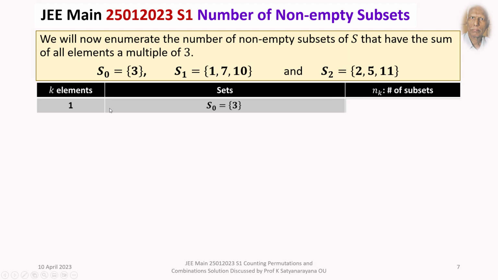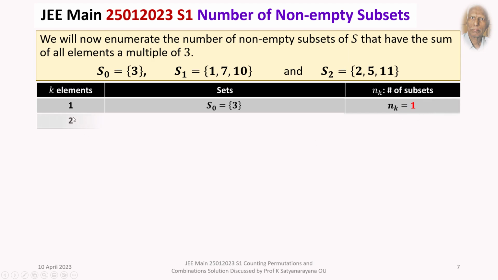1 element, how many subsets are there whose element is a multiple of 3, is only 1 element, that is S0 only. And nk will be only one subset, nk is 1.